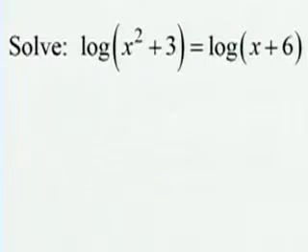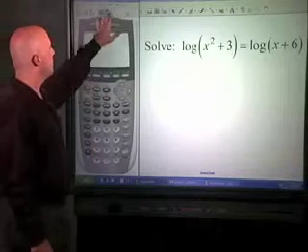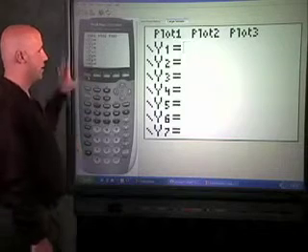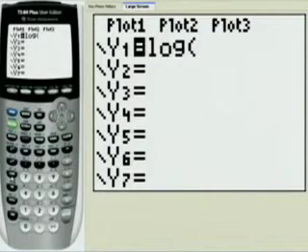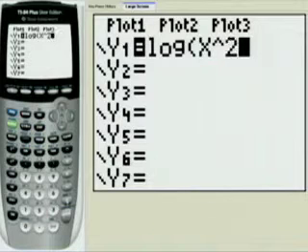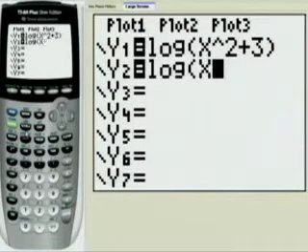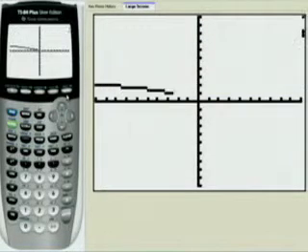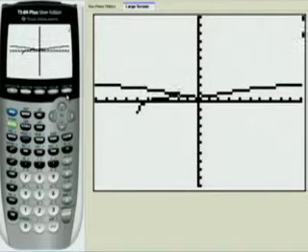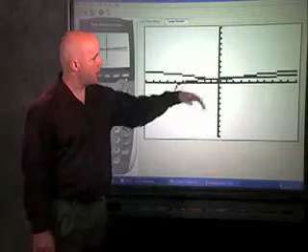To solve our equation, we notice that we have expressions on both sides of our equation. So we'll enter our left side at y1 and our right side at y2, and we'll look for intersection points. We go to our graphing calculator. In y1, we want to enter the left side, which is log base 10 of x squared plus 3. Close parentheses. And in y2, we enter the right side, which was log base 10 of x plus 6. Close parentheses. And we'll graph this using our standard viewing window, minus 10 to 10 in both directions. See the graph of y1, and then here comes the graph of y2.